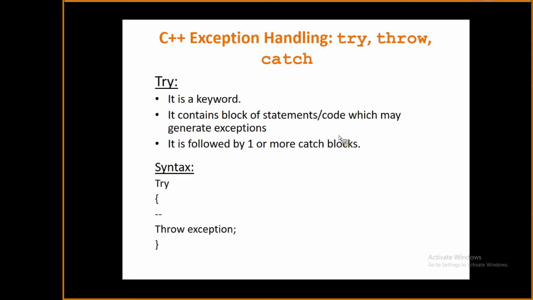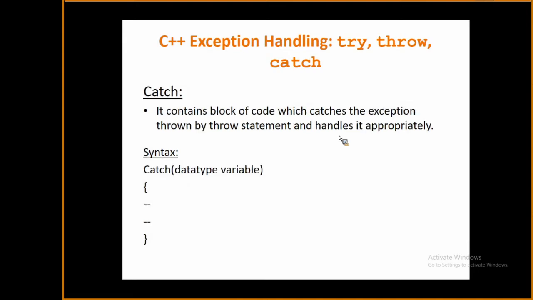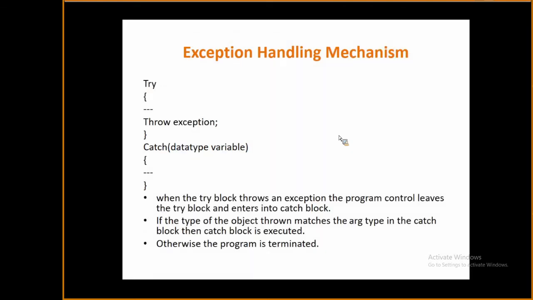It consists of the code where there is a chance that an exception occurs. So the throw keyword will handle this exception, and if any exception occurs in the try block, this throw keyword will throw it to the catch block. This catch block will handle that exception appropriately by sending a message or whatever it is. So the exception mechanism is like this: try, throw, and catch.